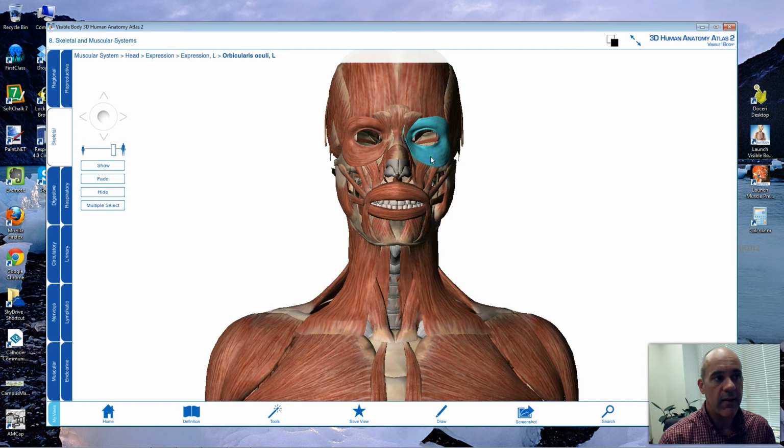Orbicularis oculi on the left, on the right, circular muscle around the eyes. Orbicularis oris, circular muscle around the lips. Nasalis, right there and right there, left and right.